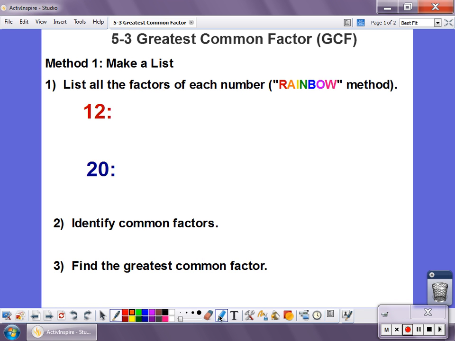There are two ways that I'm going to show you today to find the greatest common factor. The first method we're going to use to find our greatest common factor is making a list. We're going to start by listing all the factors we have of these two numbers.